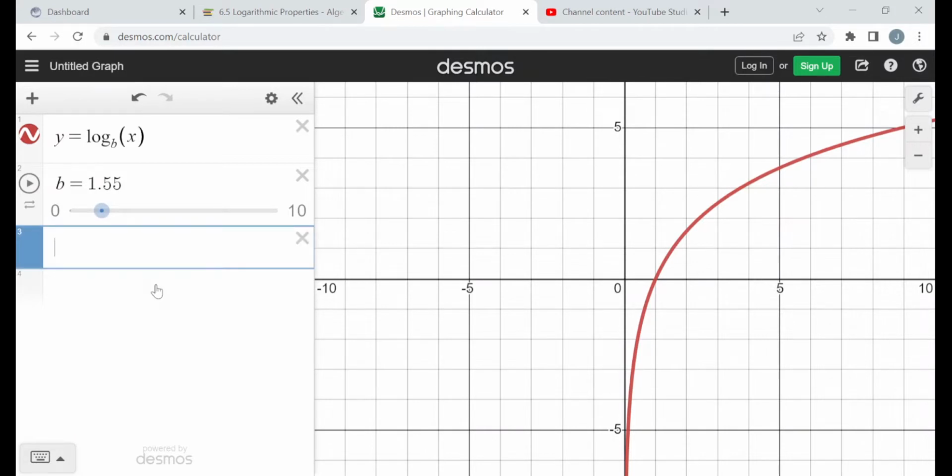And then, beneath this, I'll put y equals, and then I'll change base b to base n, right? Log base n of x, and then make sure to divide by the log base n of the original base, which was b. All right, and I'll add a slider for n.